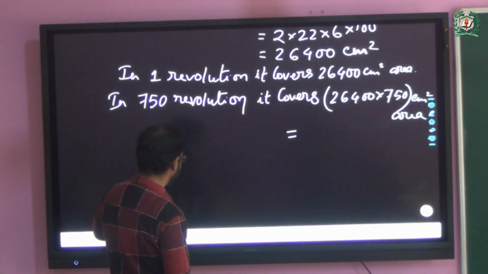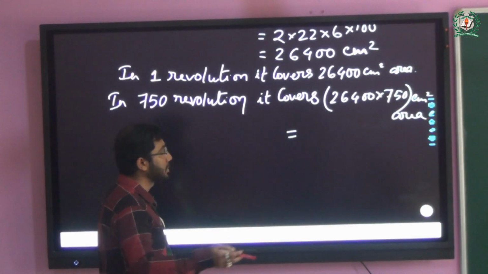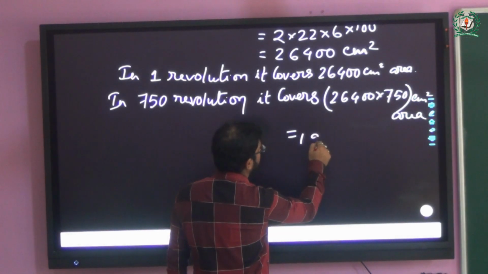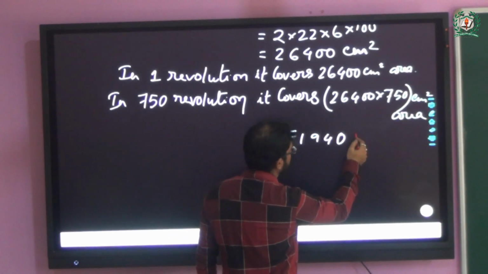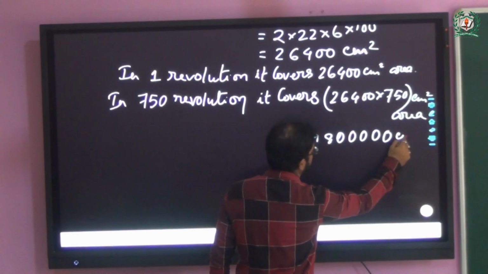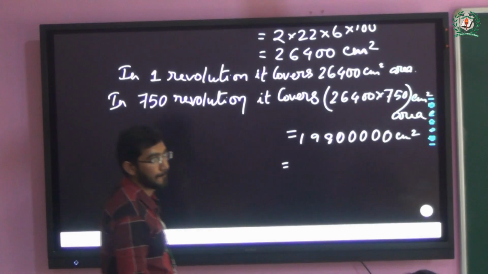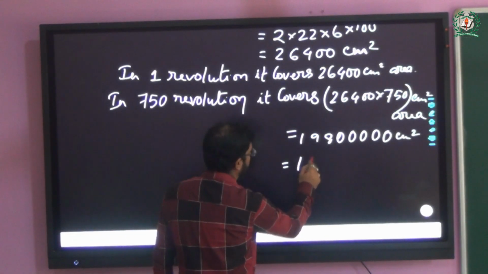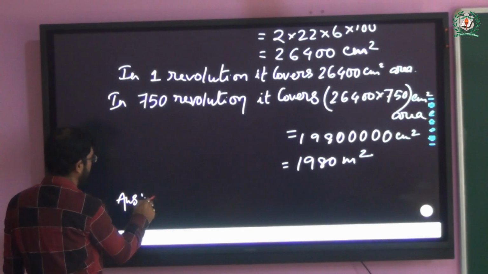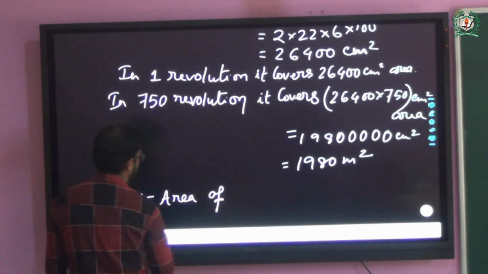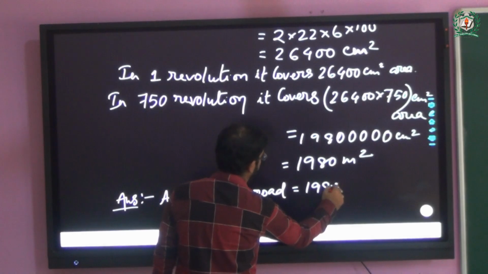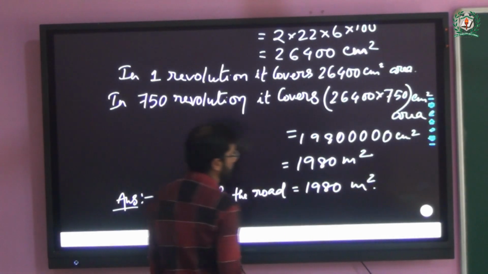Now multiply 26400 into 750. So multiply 264 into 75, then we will adjust the zeros. How much? 19800. Then how many zeros? 5 zeros. Centimeter square. Convert this one to meter square. 1980 meter square. So write, therefore, area of the road. Write the answer separately. Therefore area of the road is 1980 meter square.